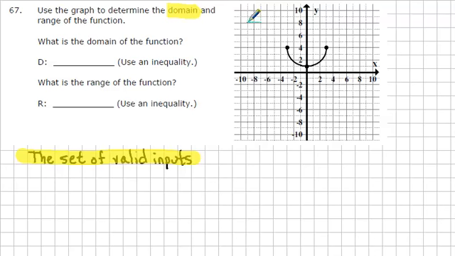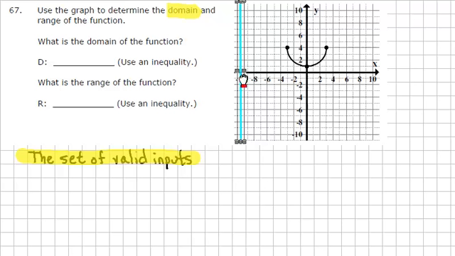So how do we determine the set of valid inputs from a graph? Well, the inputs are the values of x. So what I like to do is to imagine a vertical line. Remember, every function passes the vertical line test. So draw a vertical line and then move it horizontally across the graph from left to right and ask yourself whether each value of x is a valid input or not.